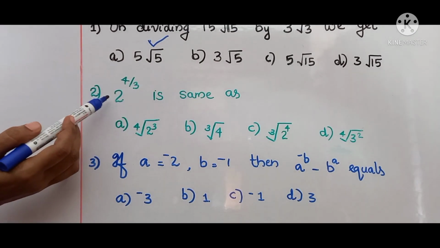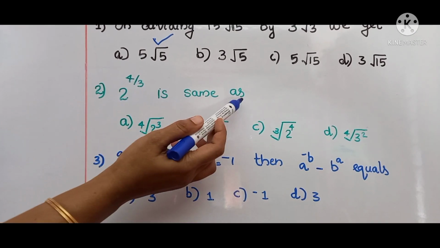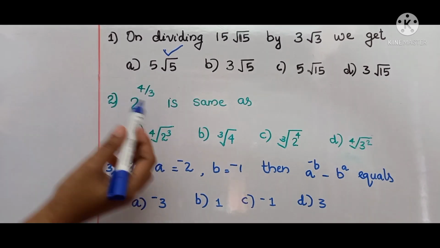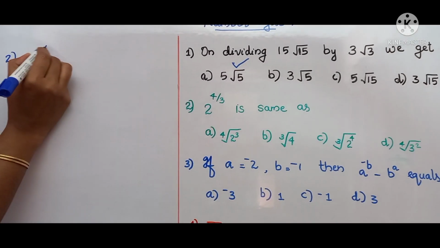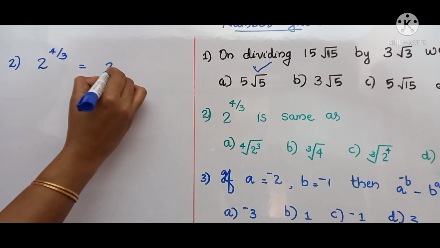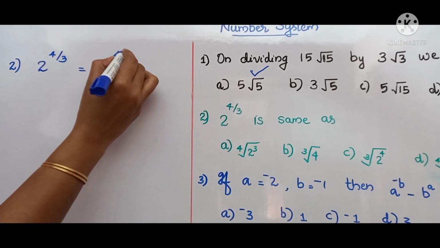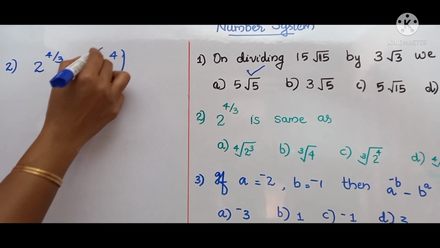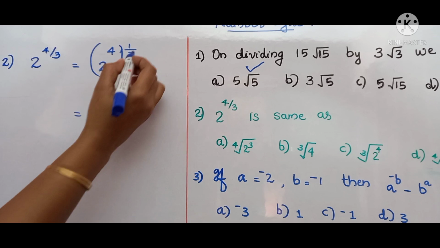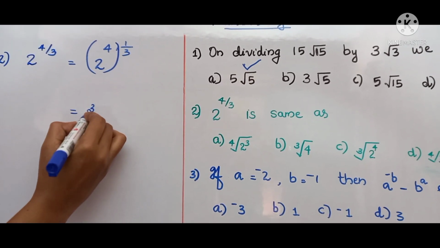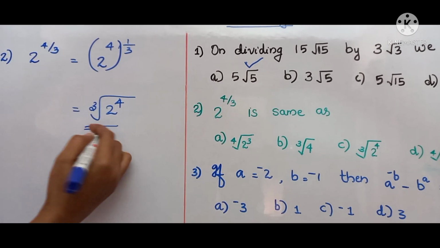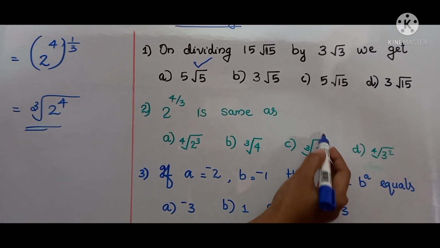Second question is 2 raised to the power 4 by 3 is same as. Options are given here. From here itself we can find 2 raised to 4 by 3 is equal to 2 raised to 4 into 1 by 3, or 2 raised to 4 the whole raised to 1 by 3 we can write. From here we understood 1 by 3 came here. So it is the cube root of 2 raised to 4. This is the answer.